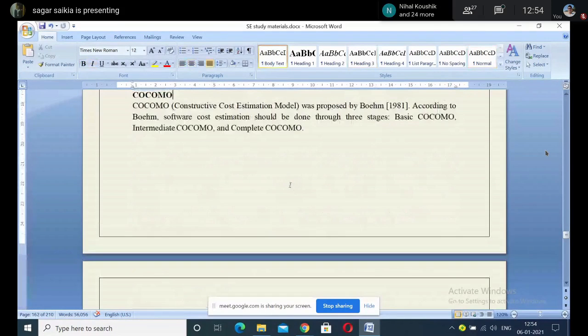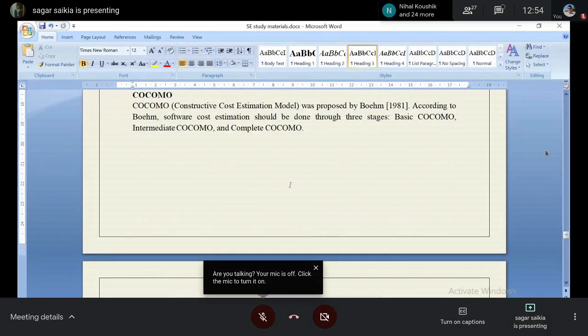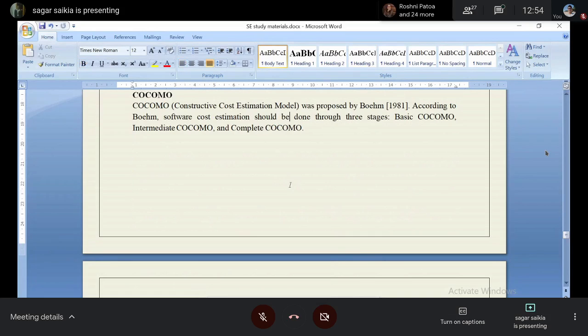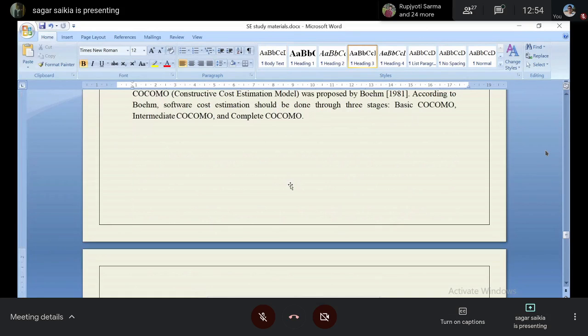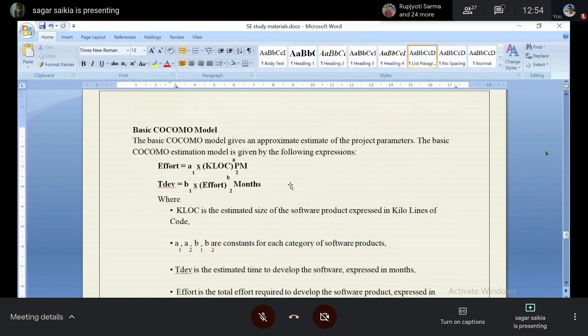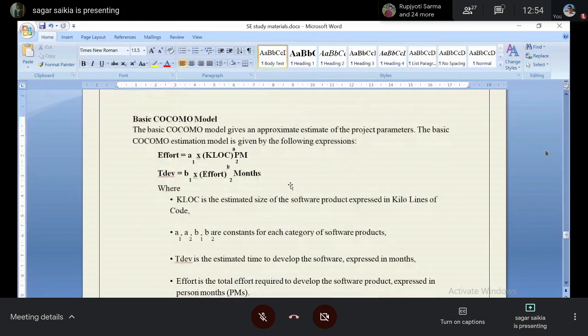Now, the COCOMO model was again developed by Boehm. The full form of COCOMO is Constructive Cost Model. So the software cost estimation in COCOMO is done in three stages: basic COCOMO, intermediate COCOMO, and complete COCOMO. So again here what we are trying to do is find out the probable empirical cost associated with developing a project.